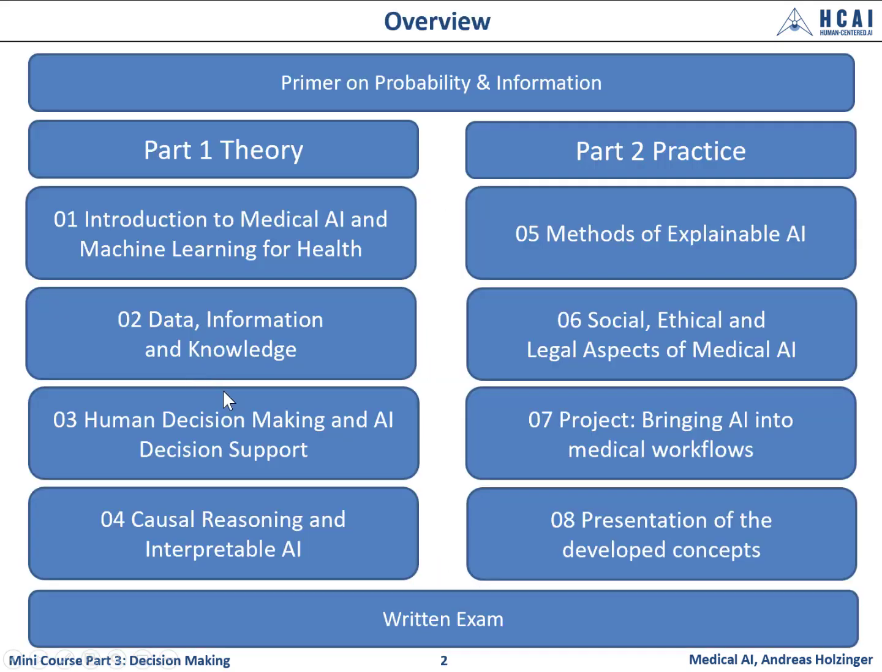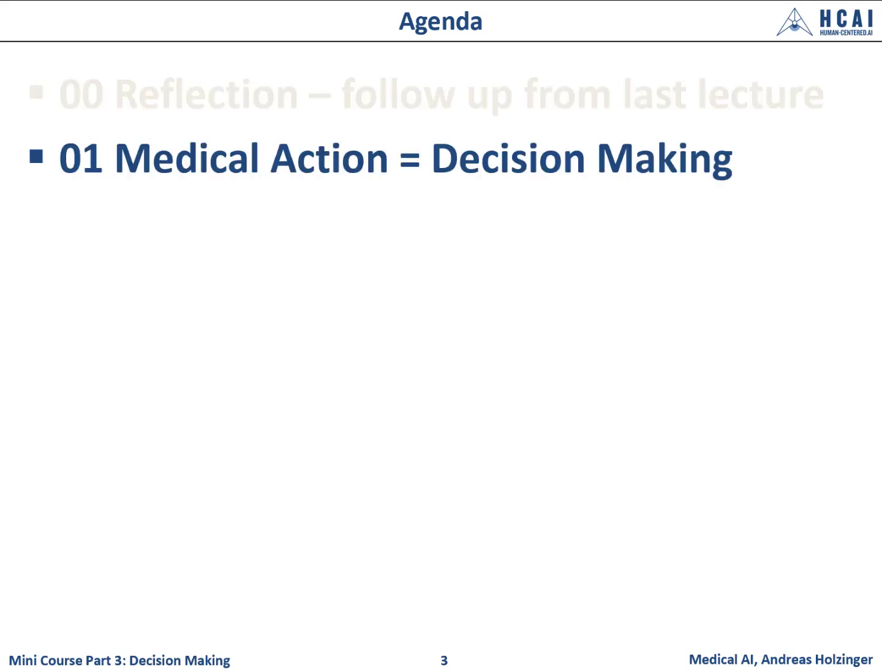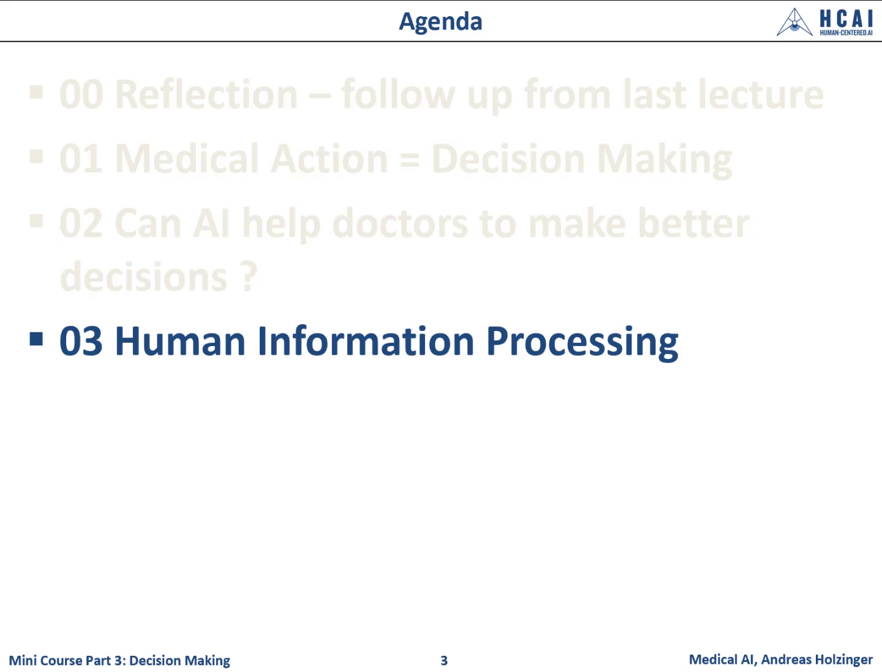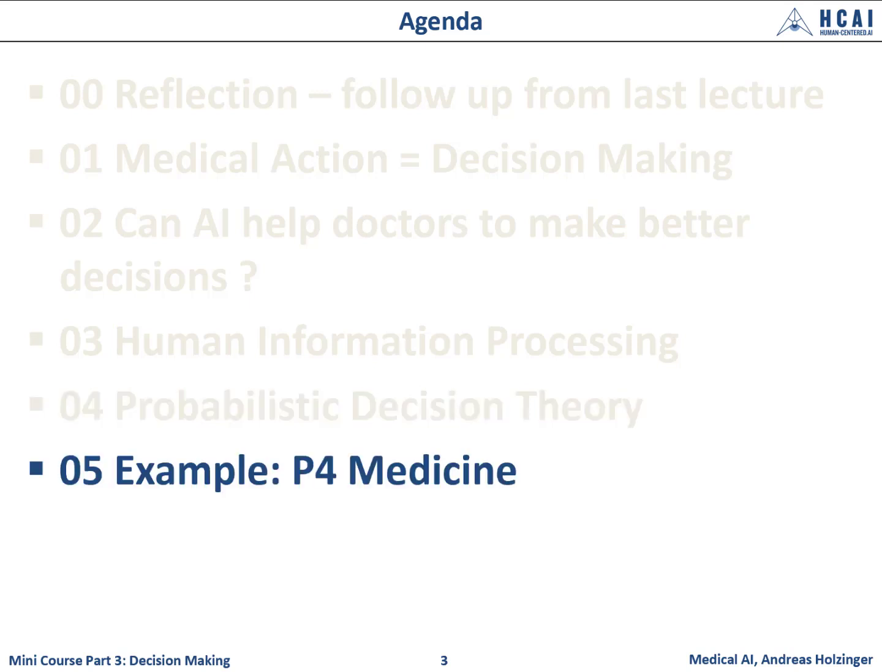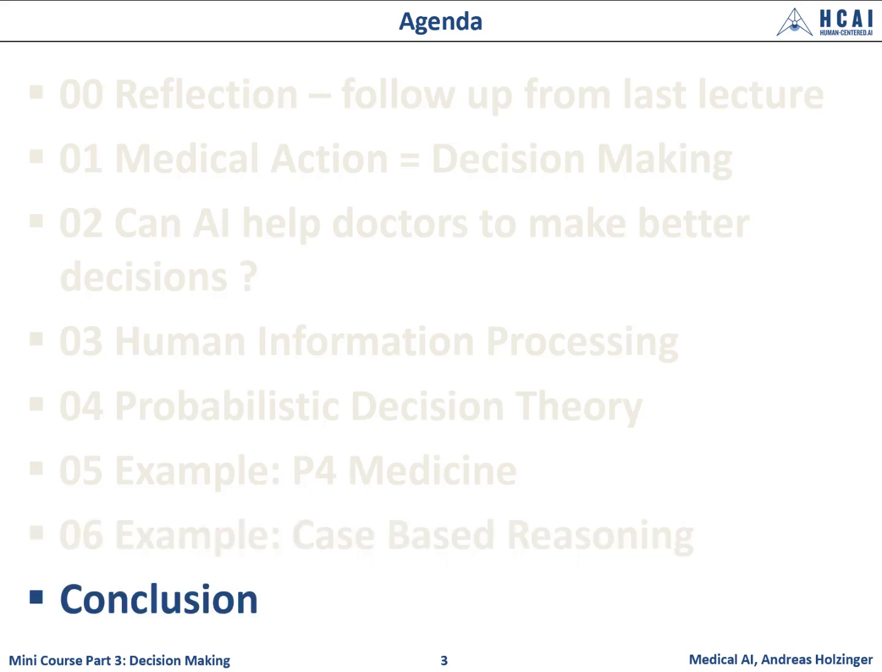Okay, so the overview. We are now at part 3, human decision making and AI decision support. The agenda for now: we will do some reflection, a follow up from the last lecture first. Then we will deal with medical action. Then ask the question, can AI help doctors to make better decisions? We'll learn a little bit about human information processing, and this will lead us to probabilistic decision theory. And then we give some examples that you can look at on your own. Okay, we conclude with the conclusion.